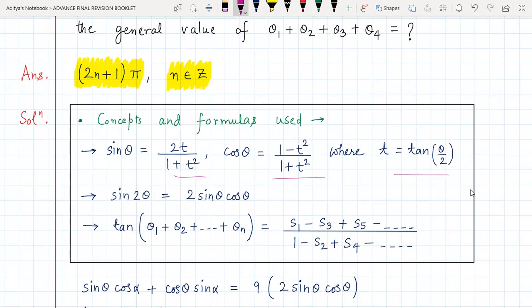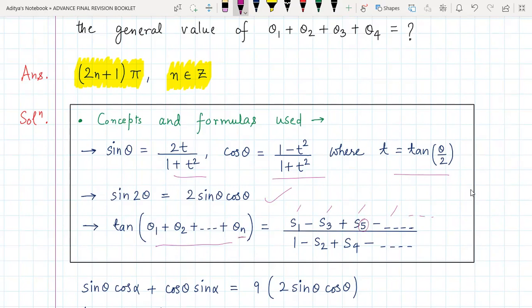Sine 2 theta is equal to 2 sine theta cos theta, and tan of (theta 1 plus theta 2 plus theta 3 up till theta n) is equal to, now in the numerator we have s1 minus s3 plus s5 minus s7 plus like that it will continue, obviously up till the point when this index does not exceed n.